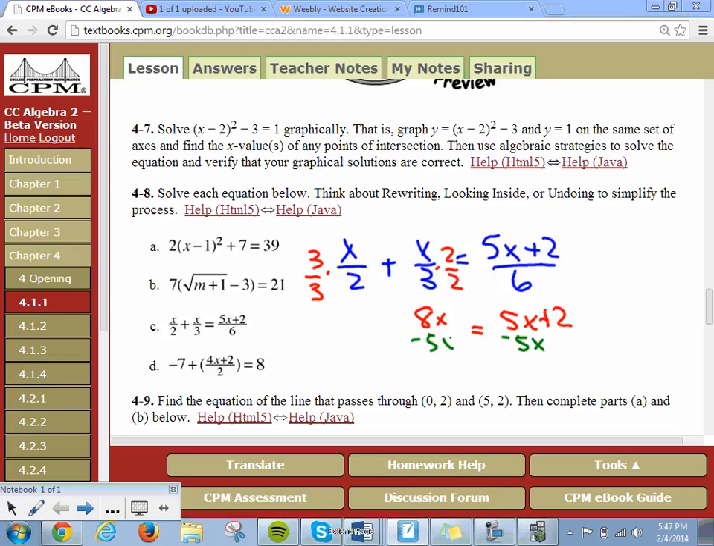And so I will solve it by subtracting 5x from both sides, getting 3x is equal to 2. And so x then is equal to 2/3. That one especially has tons of different ways you can do it. Really what you have to be careful of is that you're following your order of operations. And again, our answer was 2 over 3.